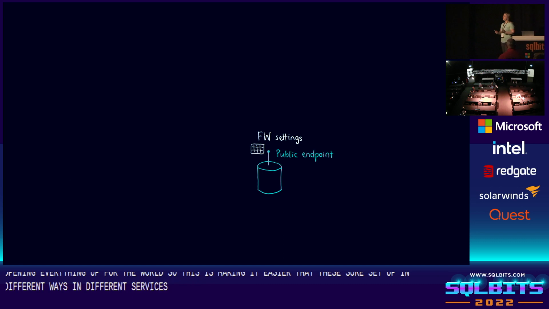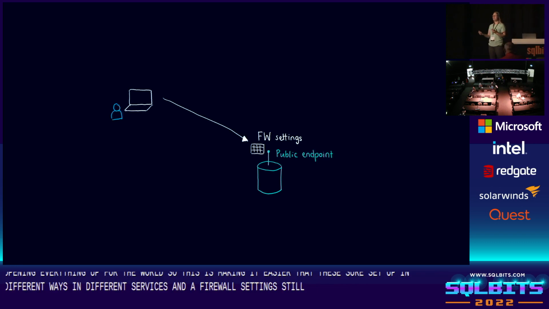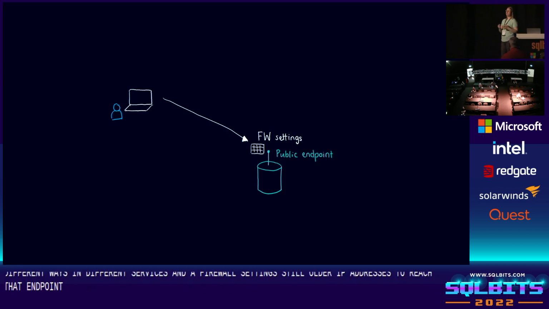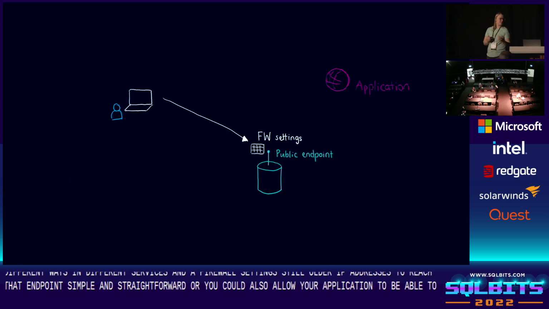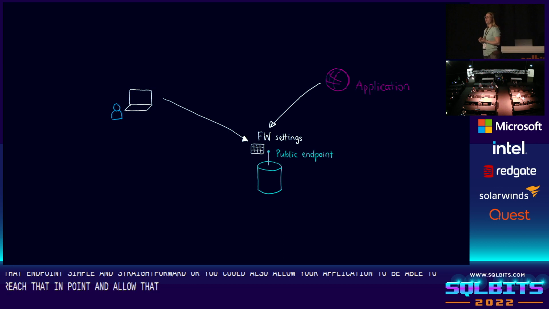And the fact is that it's nice to have this public endpoint and the firewall settings. You can have your users connect to this public endpoint and just allow their IP addresses to reach that endpoint. So simple and straightforward. Or you could also allow your application to be able to reach that endpoint and allow that in the firewall settings as well.